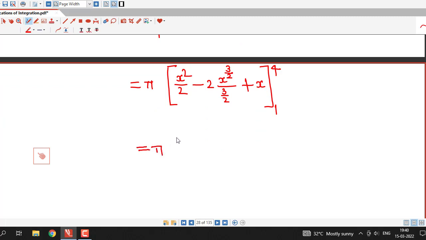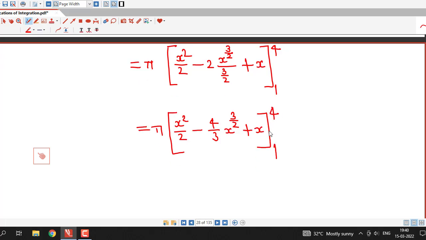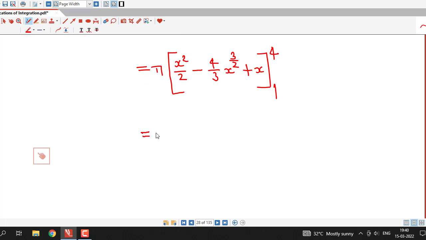Now we can rewrite this second term. We consider this 3 by 2 in the numerator. Reciprocal of 3 by 2 is 2 by 3. So we have x squared by 2 minus 4 by 3 times x raised to 3 by 2 plus x. The integral has limits from 1 to 4. Now we consider upper limit minus lower limit. First we take x equal to 4. So x squared means 16 divided by 2, which is 8, minus 4 by 3 times 4 raised to 3 by 2, plus 4.